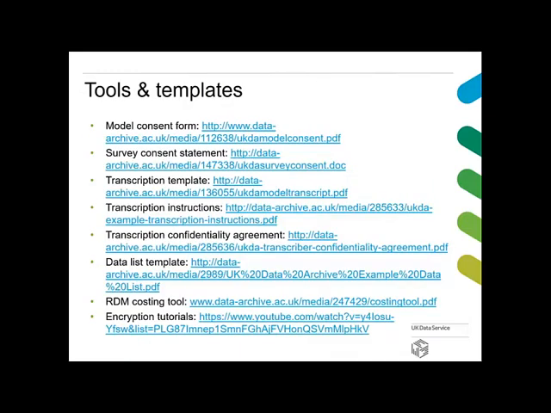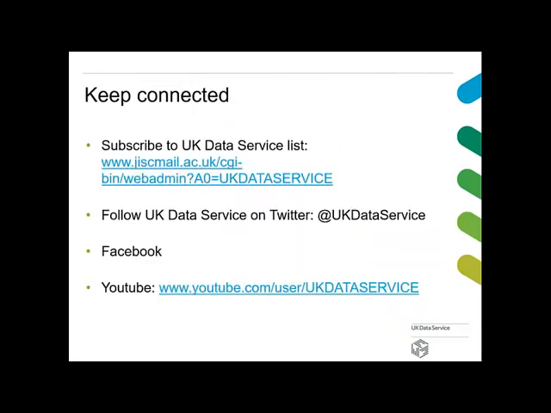Tools and templates. I've included this slide so that you can have a look at some of the tools that we have to offer. So we have a model consent form, a survey consent form, transcription templates, confidentiality agreements, data lists, and a research data management costing tool, and all of the encryption tutorials that I talked about earlier. There's actually a full playlist of them, so if you wanted to go and watch them and see how easy it is to use the encryption programs we talked about.